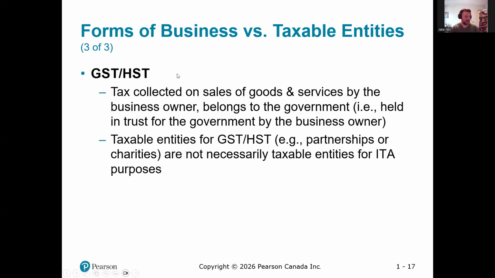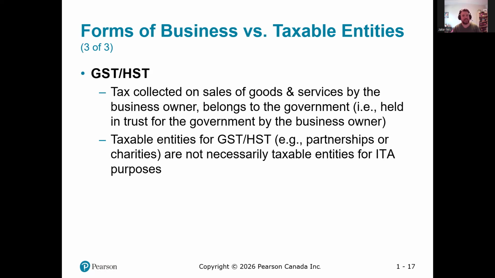GST and HST, tax collected on sales of goods and services by a business owner, belong to the government. Now, taxable entities for sales tax are not the same taxable entities for Tax Act purposes. Sales tax is a result of business activity. If I go into a store and I buy a movie, that movie will have sales tax on it. So I will pay taxes for participating in the transaction.